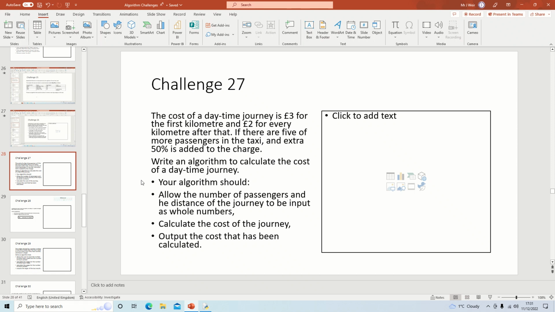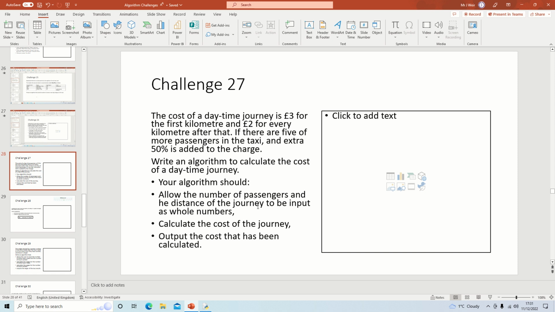Okay, so let's look at challenge 27. This, again, is a fairly simple algorithm. However, there's quite a lot of information to break down, and it does make the sort of calculations involved a little bit complicated, but hopefully this helps you to understand what exactly you need to do.